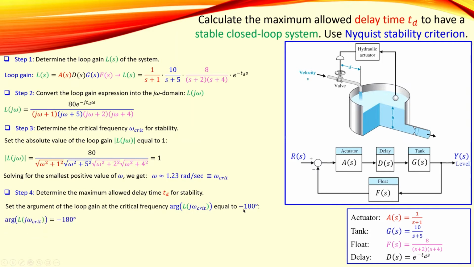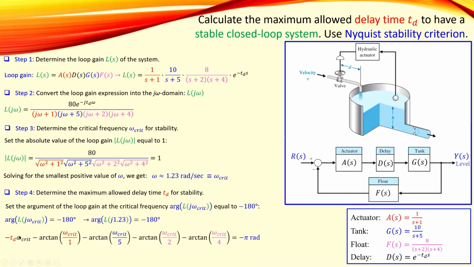So this is minus 180 degrees, of course. And if I just substitute the value, what I need to know is this expression, but then minus pi radians. So this here is actually the expression which is not equal to minus 180 degrees, but minus pi radians.